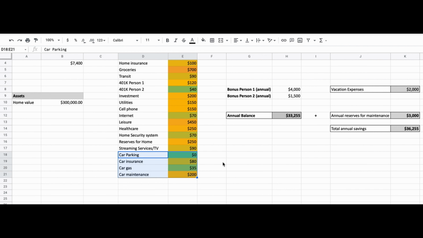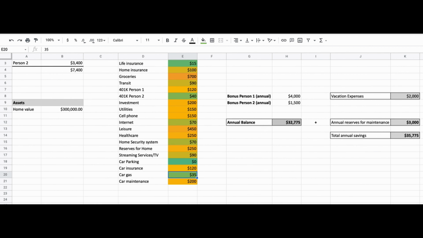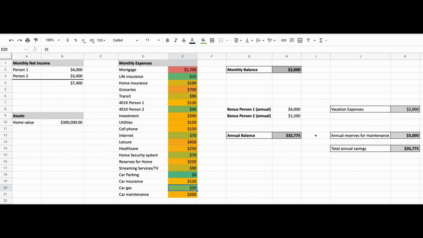Now, car expenses. That would mean any garage or parking that you pay to park your car, whether it's at home or at work. The car insurance that you pay, whether you have one car, two cars, that doesn't matter, that would be the total amount that we want to put here for a monthly average expense on the car insurance. The same for the gas for your car and the car maintenance.